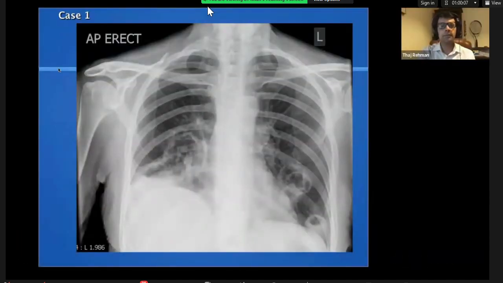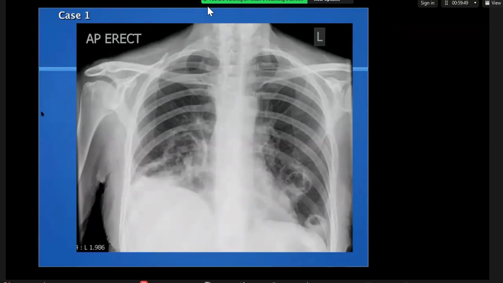Now it comes. Yeah, I can see it now. Look, I can see I've logged in on two sources, my phone as well as my laptop. I could not see the X-ray, but now I can. So yeah, do you want to go?